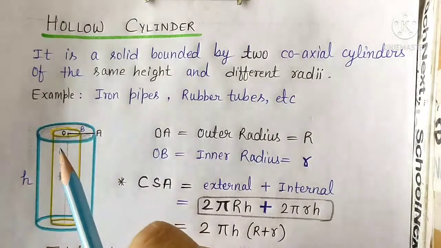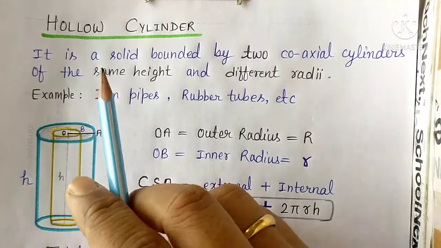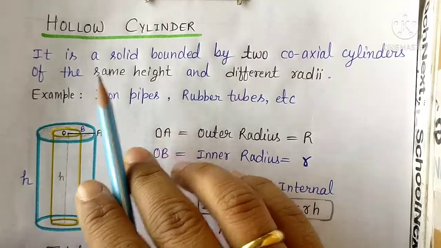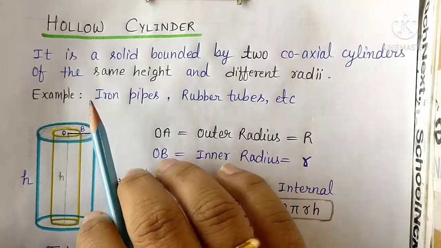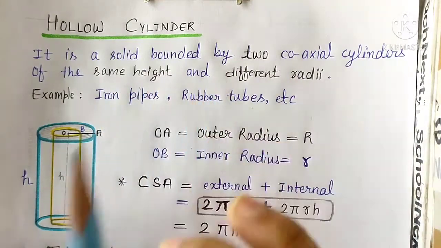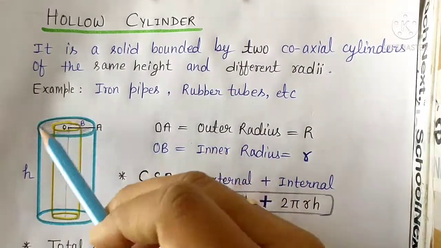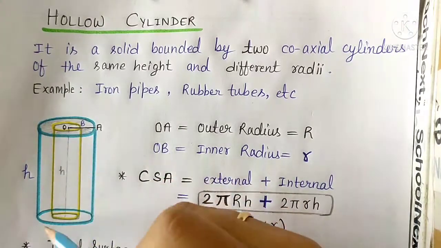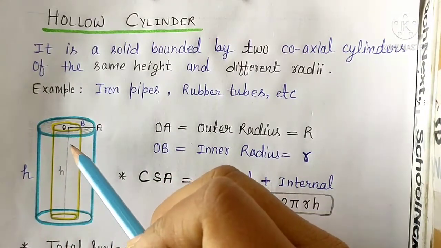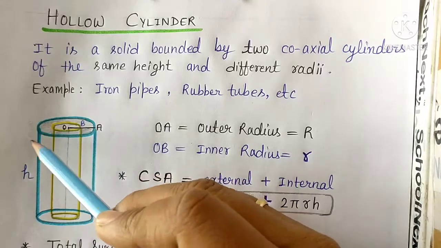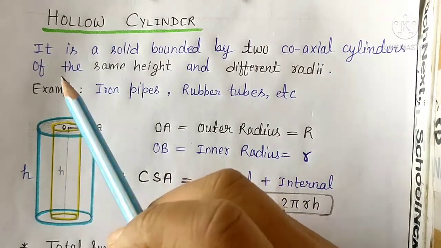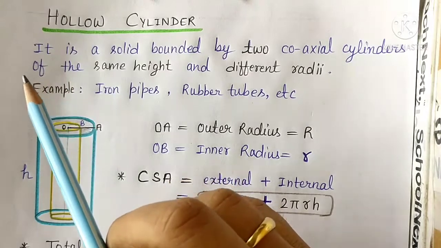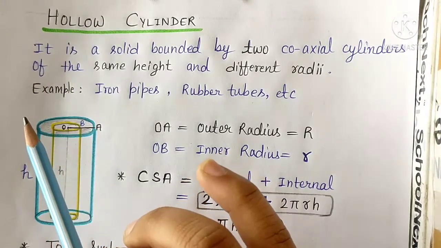So now before moving towards the next question, we have to learn about the hollow cylinder. Now what is a hollow cylinder? It is a solid bounded by two coaxial cylinders of the same height but different radius. Now you can see this one. This is a hollow cylinder I have made, and you can see clearly here that I have made two cylinders. One is the outer cylinder and the other one is the inner cylinder. So whenever we are talking about a hollow cylinder, it is a cylinder which is empty from inside.